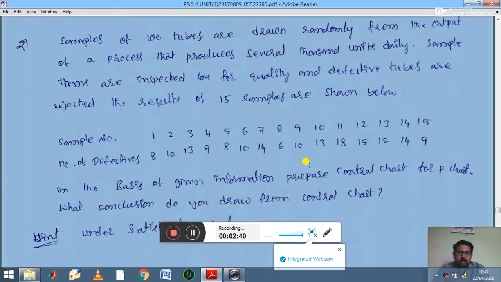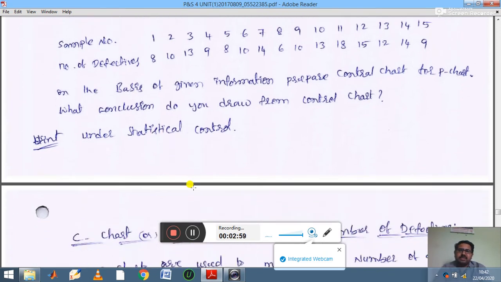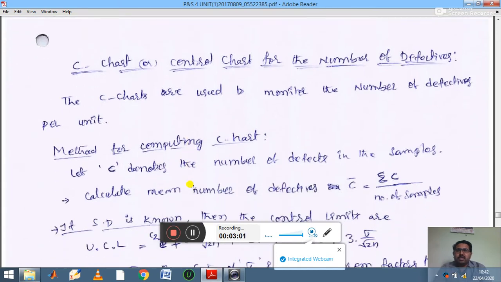Please try to work out this problem. They have given a hint here: under statistical control. It means if you draw the control chart for this problem, your curve is coming in between UCL and LCL, therefore the process is under control. Please try to work out this example. Now I am going towards C chart.